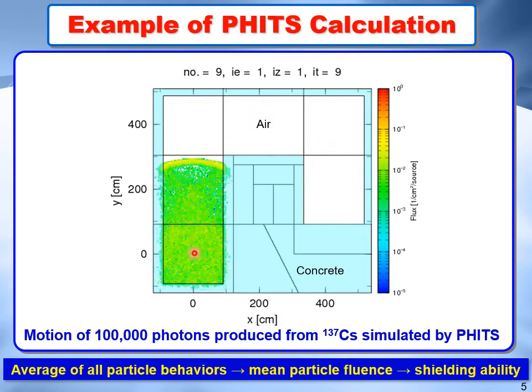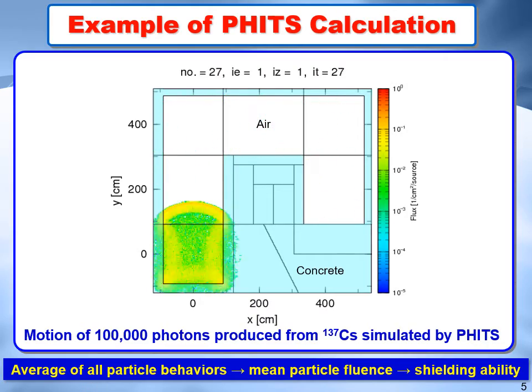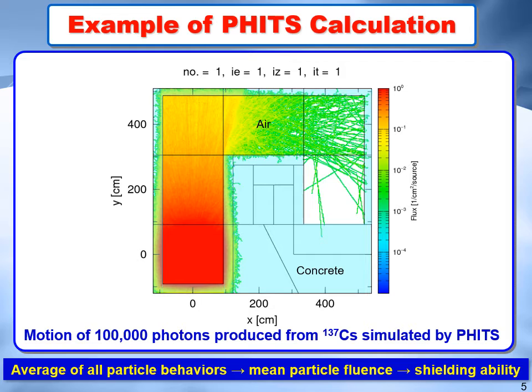Then, if we take the average of all particle behaviors, we can determine the mean particle fluence and estimate the shielding ability of this concrete maze structure. For example, we can say that this concrete maze has a good shielding ability because only 2 of 100,000 photons can reach the end of the maze.